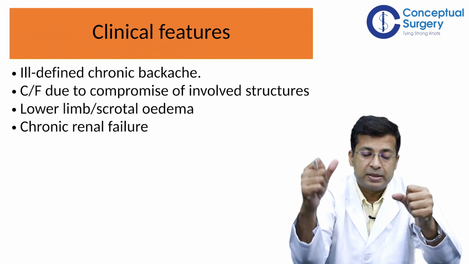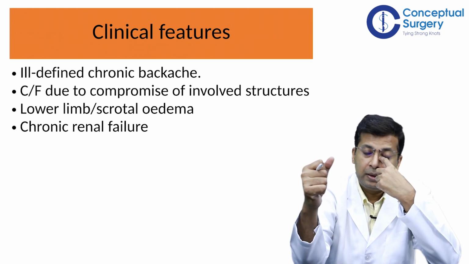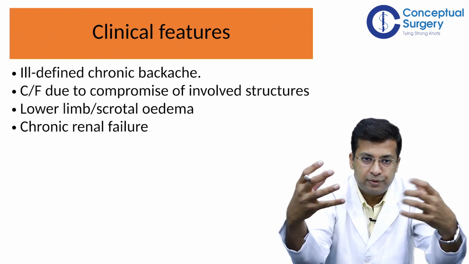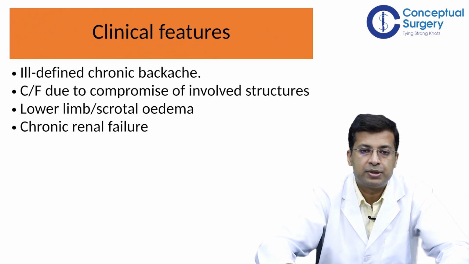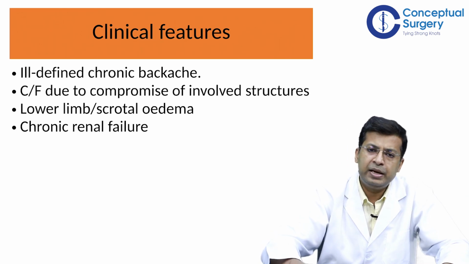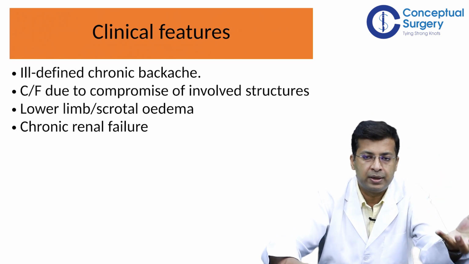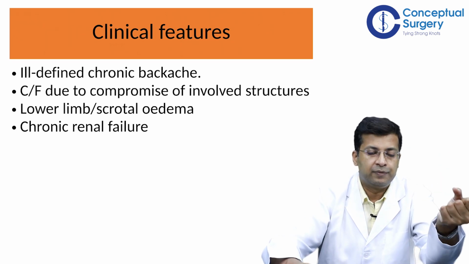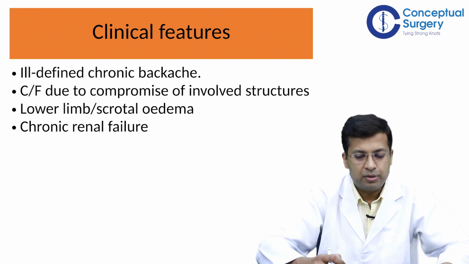If there is compromise in the lumen of the IVC, there will be compromise in the venous return from the lower half of the body, which may present as lower limb or scrotal edema and edema of the lower abdominal wall. And if there is compromise in the lumen of the ureters, there can be obstructive uropathy, which may ultimately present as chronic renal failure.